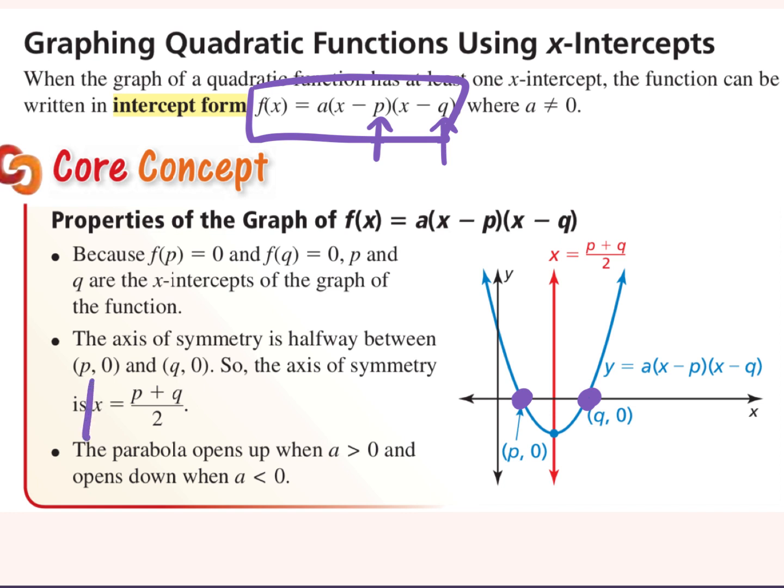And then to find our axis of symmetry, we use x is equal to P plus Q divided by 2.